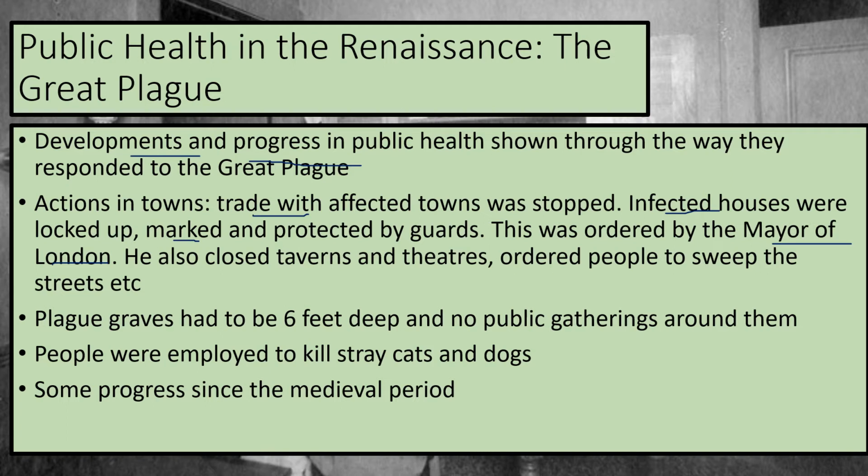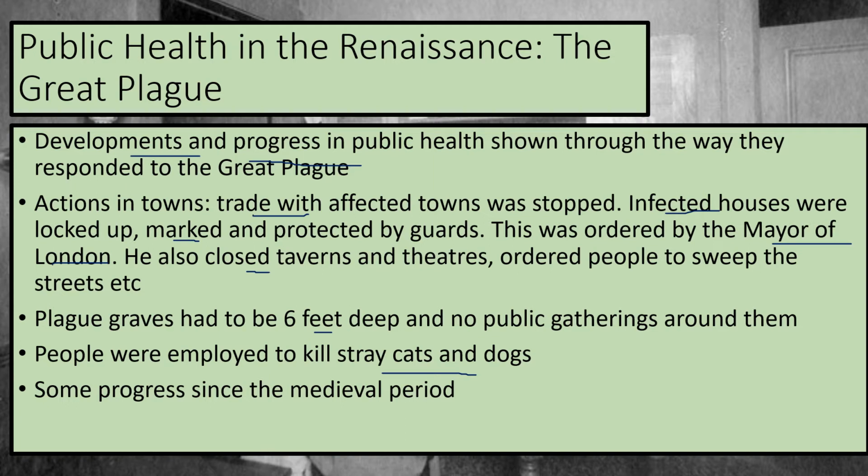The Mayor of London also does things like closing taverns and theatres, and he also orders people to sweep the streets and clean just in case it is caused by miasma, which is a very popular idea at the time. He also tries to stop the spread of the disease by doing things like making graves 6 foot deep and having no public gatherings around them. He also orders people to go and kill stray cats and dogs because people at the time felt that they had caused the Great Plague. There are 30,000 animals at least that are slaughtered.